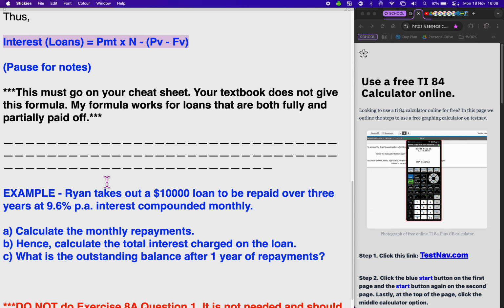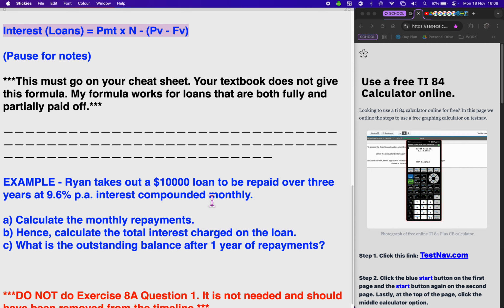Let's do this example. Ryan takes out a 10 grand loan to be repaid over 3 years, 9.6% per annum interest compounding monthly. Calculate the monthly repayments. Hence calculate the total interest charged on the loan. And what is the outstanding balance after 1 year of repayment?